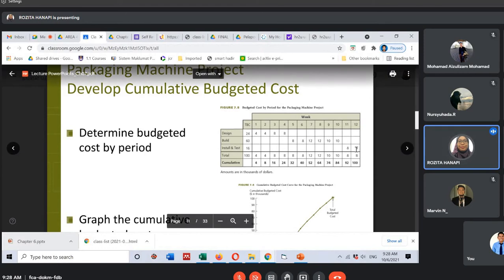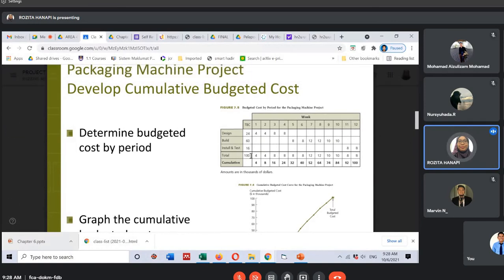Okay, and then install and test, the budgeted cost for this work package is 16. Okay, 8 plus 8 is 16. So 16, not 16 ringgit, 16,000. So the total for the project, you can see here, 24 plus 60 plus 16 is 100,000.